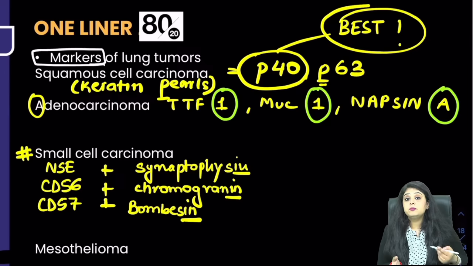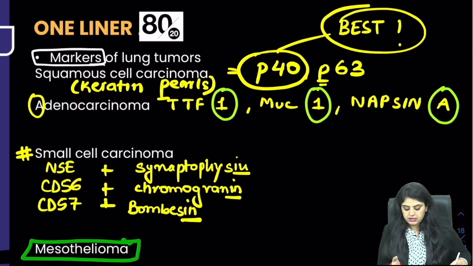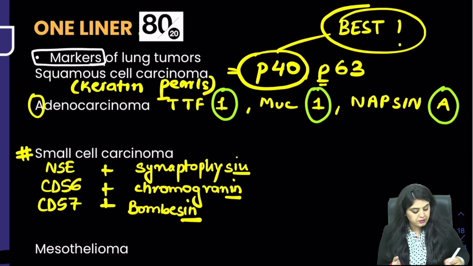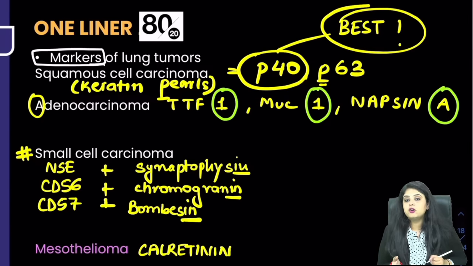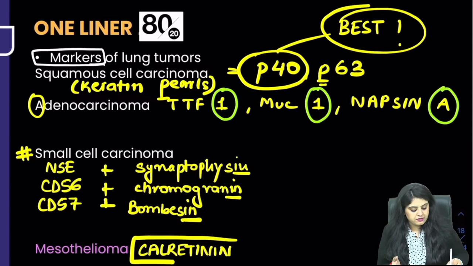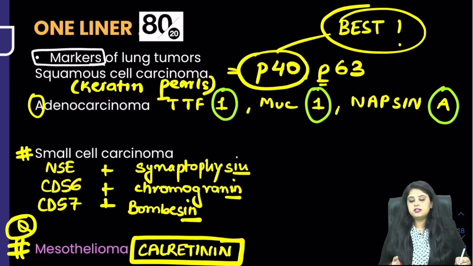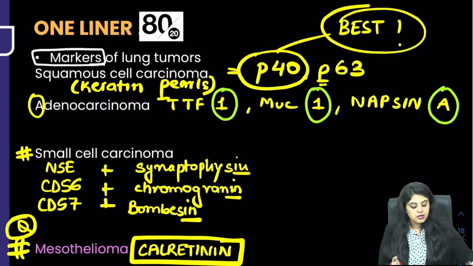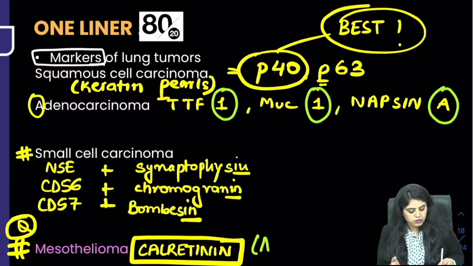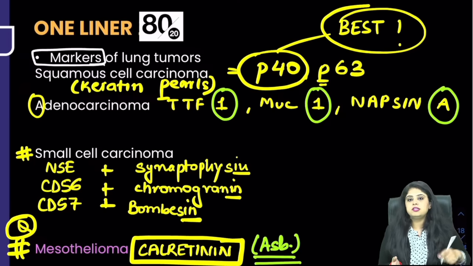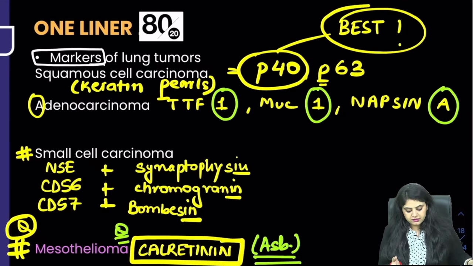What about cancer of the pleura? Cancer of the pleura is mesothelioma. Can you tell me one very famous marker which I am personally expecting in this paper? Mesothelioma is positive for calretinin. Calretinin for mesothelioma, very, very important. I don't have any basis for telling you this, just a gut feeling that something about mesothelioma will be asked in the paper, and you know which environmental exposure they're going to give: asbestos history, then mesothelioma, and then they might ask you this marker, calretinin. Done with this as well.